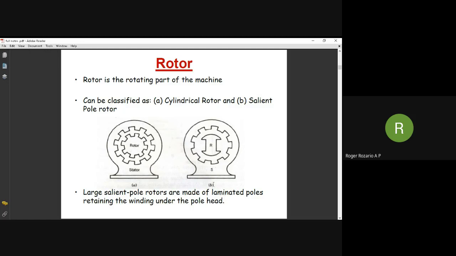Coming to diagram B, look at the rotor construction. How is this rotor construction? What type of poles are used here?